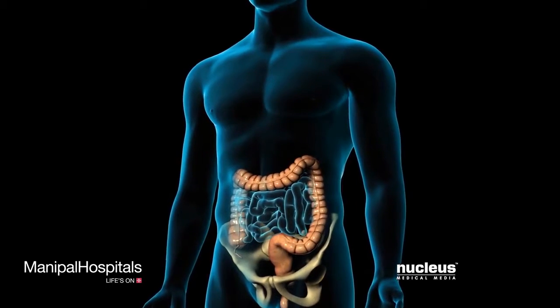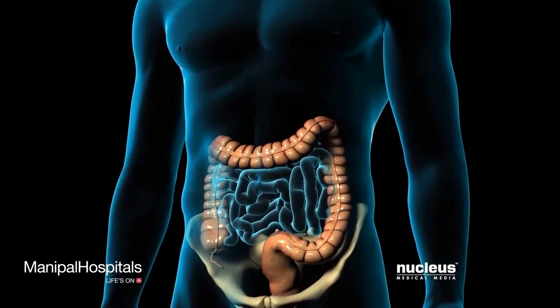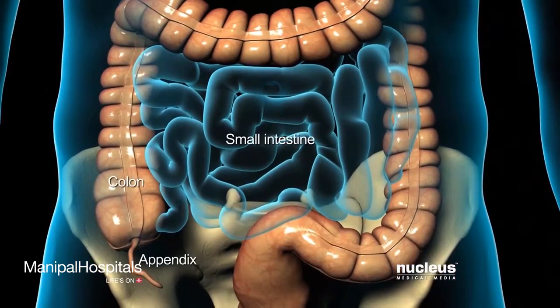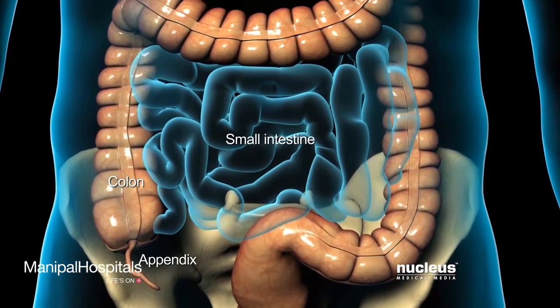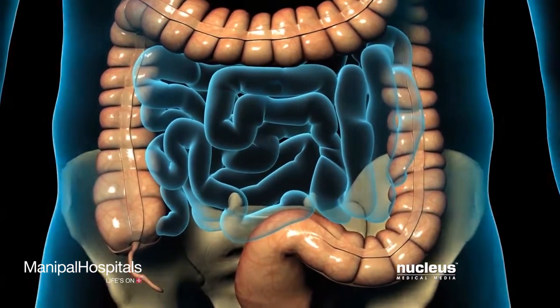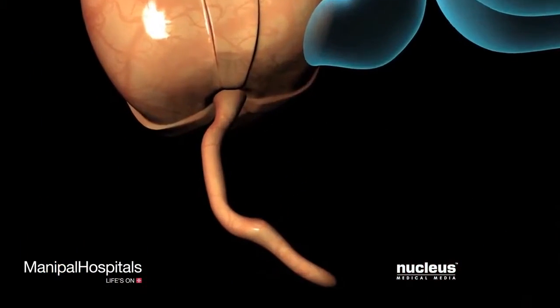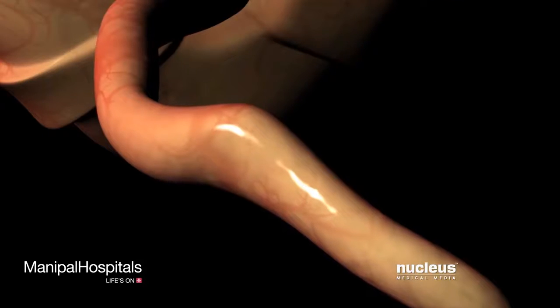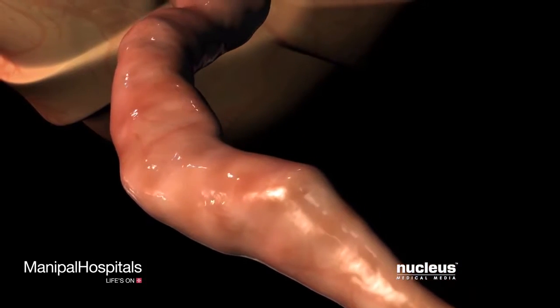Removal of the appendix, called appendectomy, is performed when appendicitis is suspected. Right lower abdominal pain, fever, and elevated white blood cell count are common symptoms and signs of appendicitis, which usually occurs when a blockage develops between the appendix and the intestine. This leads to infection, swelling, and distension.